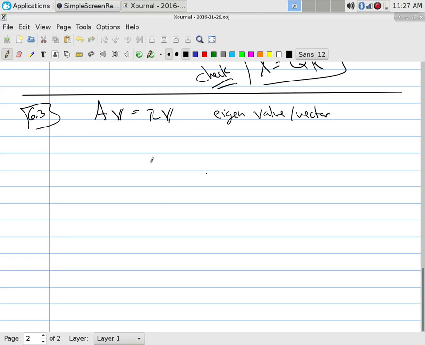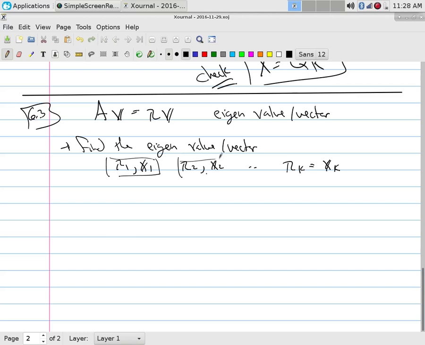Now, if you took this and actually solved it, and you go ahead and find the eigenvalue vector pairs, and what you found was, say, lambda 1 corresponds to x1, and lambda 2 corresponds to x2, and lambda k corresponds to xk. So you found all these pairs. You found every single one of these.